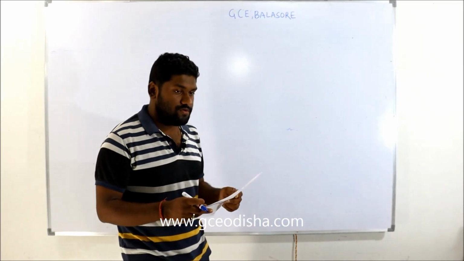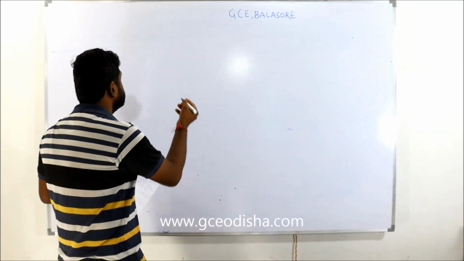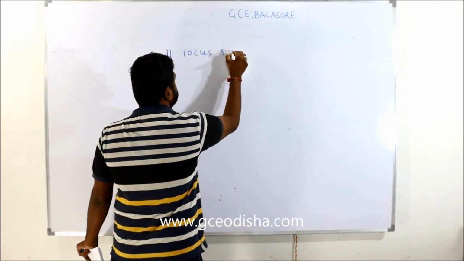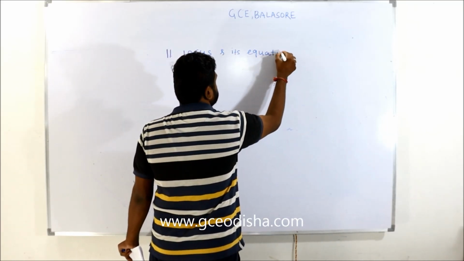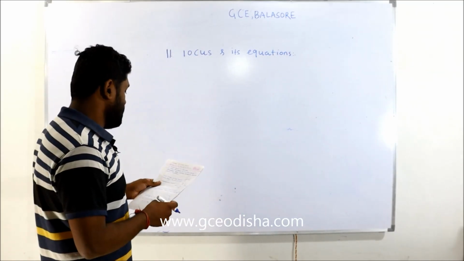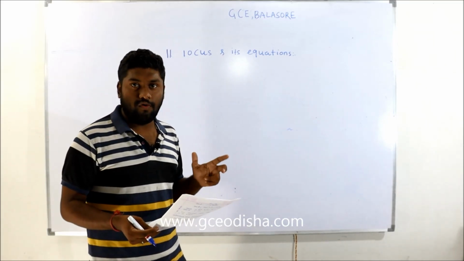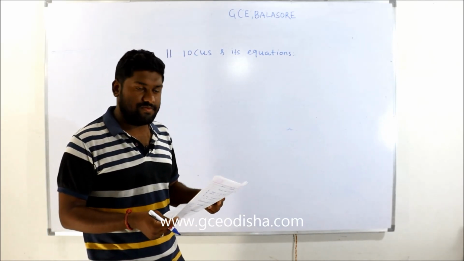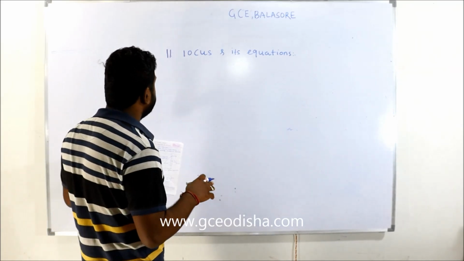In the previous class I told you about coordinates, and today I'll tell you about locus and its equations. This is part of coordinate geometry. I told you in the previous class that I am dividing coordinate geometry into 4 parts: coordinates, locus and equation, straight line and parallel straight line, and family of straight lines. First of all, we have to know what locus is.